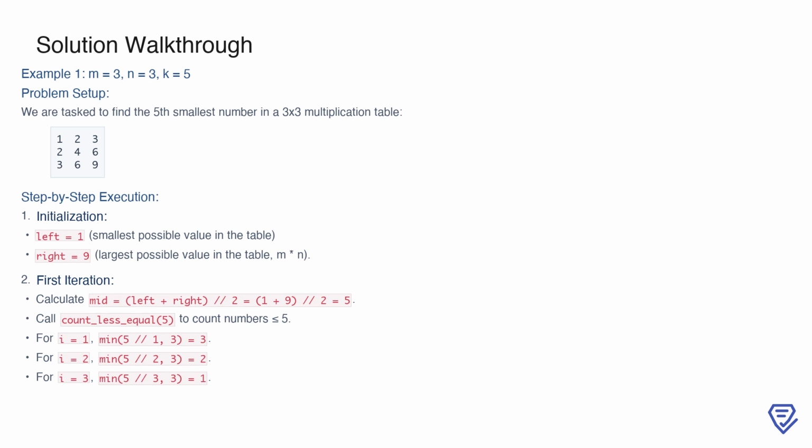To determine how many numbers are less than or equal to 5 in this table, we use the count_less_equal function. This function iterates over each row to calculate the contribution of numbers less than or equal to 5. For the first row, the minimum of 5//1 and 3 is 3. For the second row, the result is min(5//2, 3) equals 2. Lastly, for the third row, the result is min(5//3, 3) equals 1. Summing these up, we get a total count of 6 numbers less than or equal to 5.